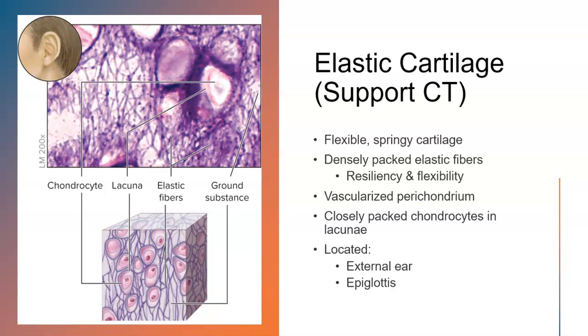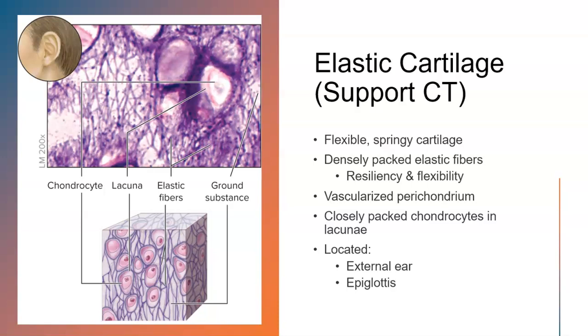Now, you have densely packed elastic fibers that give resilience and flexibility so things can move, be pushed upon, and go right back to their shape. The perichondrium is vascularized. The cartilage is not. You've got closely packed chondrocytes in the lacunae, and you can see elastic fibers running in all directions. So what I tell students to remember here, think about what you did with your ear. No matter what direction you moved it, it went back because of the elastic.